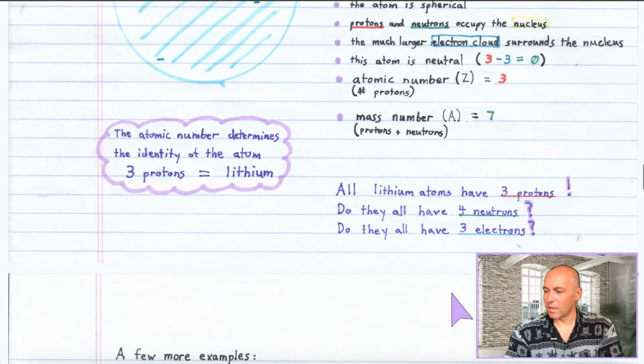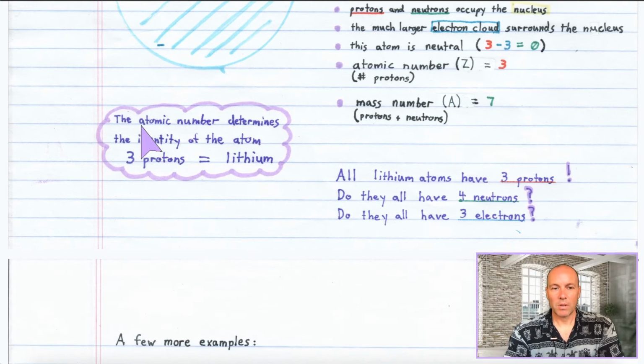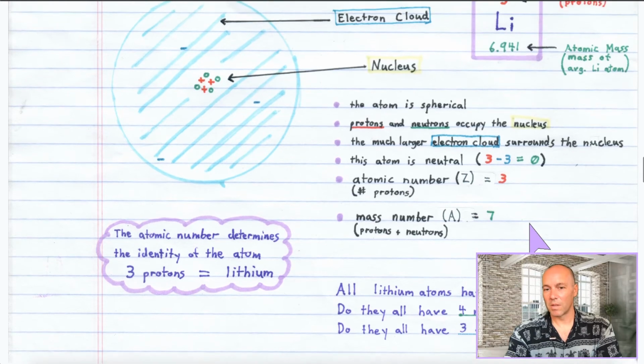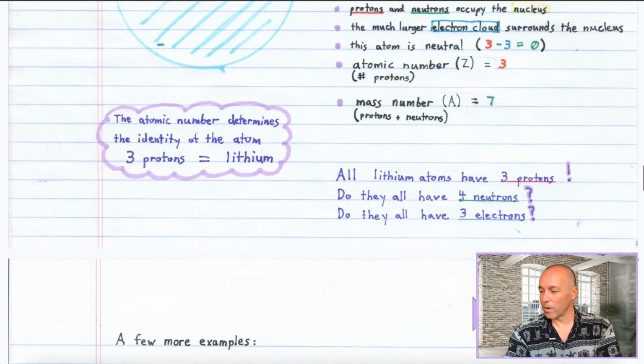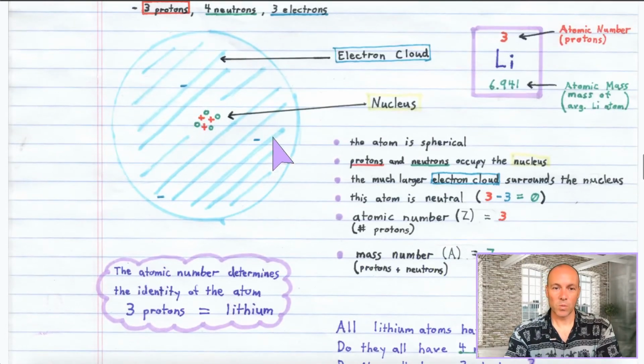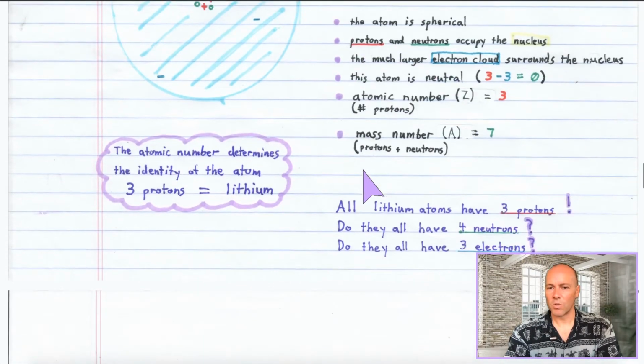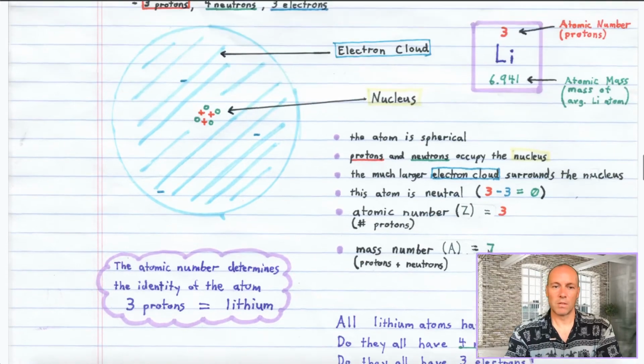So again, to reiterate, the atomic number, which is the number of protons, determines the identity of the atom. Anything with 3 protons is a lithium atom, and anytime you have a lithium atom, that means it has 3 protons. So all lithium atoms have 3 protons! But here are a couple of interesting questions. Do all lithium atoms have 4 neutrons? We see that this one does. There are 4 neutrons. Do they all have 3 electrons? We see that this one does.